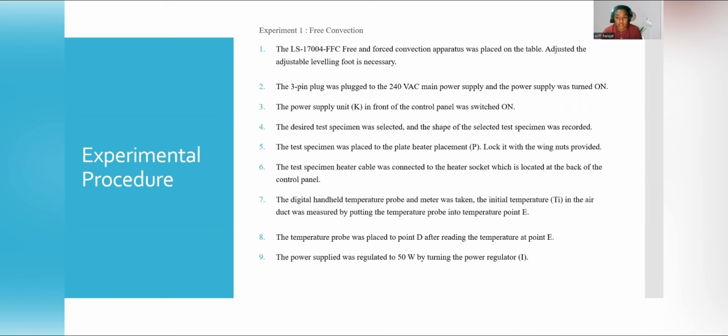The initial temperature TI in the air was measured by putting the temperature probe into temperature point E. And then the temperature probe was placed at point D after reading the temperature at point E. Next is the power supply. The power supply was regulated to 50 watt by turning the power regulator I.